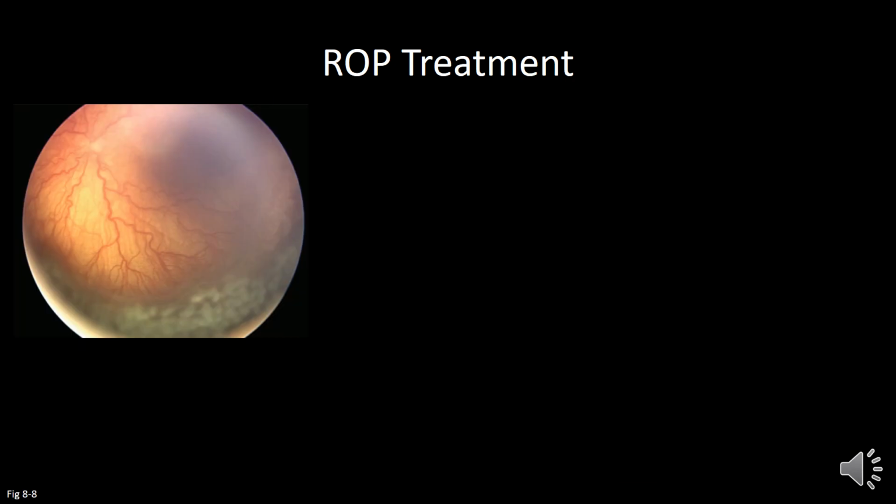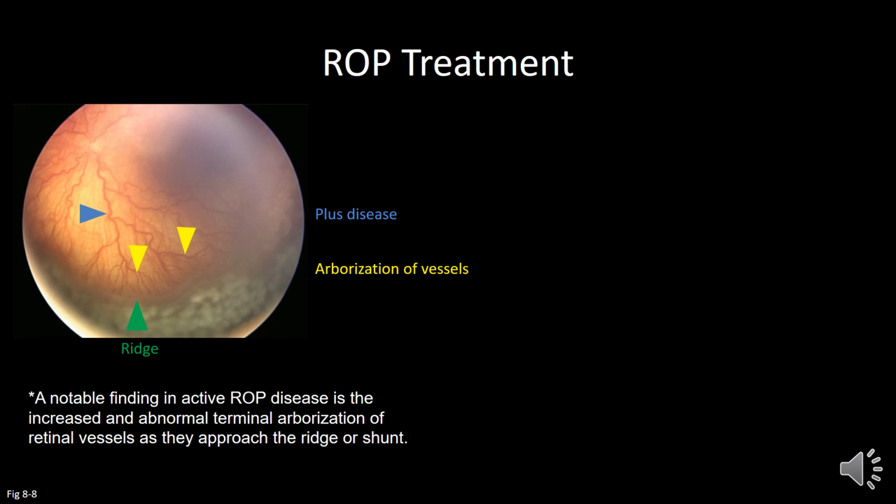This wide-angle photograph shows threshold ROP with plus disease and a ridge. We can also see arborization of the vasculature leading up to the ridge and associated fibrovascular proliferation closer to the ridge. A notable finding in active ROP disease is the increased and abnormal terminal arborization of retinal vessels as they approach the ridge or shunt.